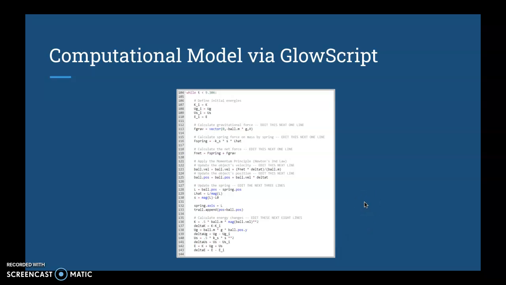The next image shows additional code that shows how the time is below the final time that I identified, and how I defined the initial energies by setting them equal to their initials and calculating values such as the gravitational force, spring force, and net force, and finally, at the bottom, calculating the total energy change that occurred throughout the lab.